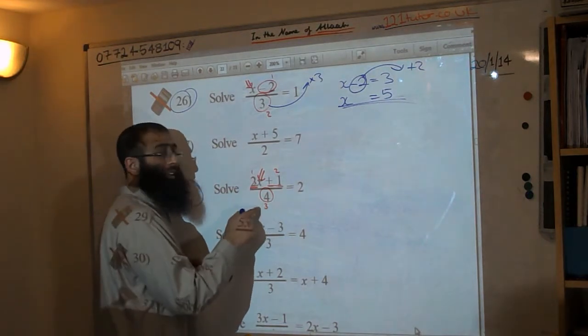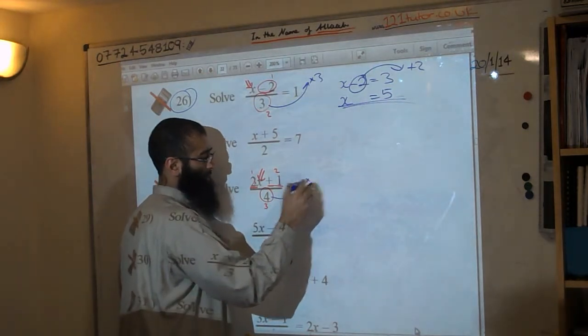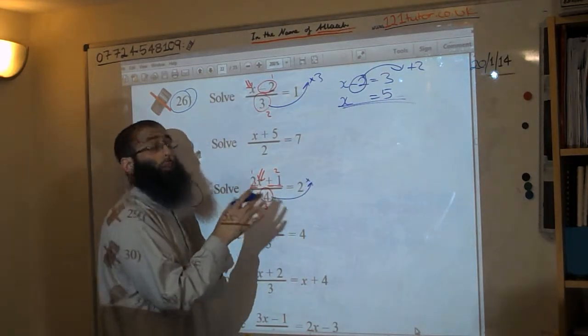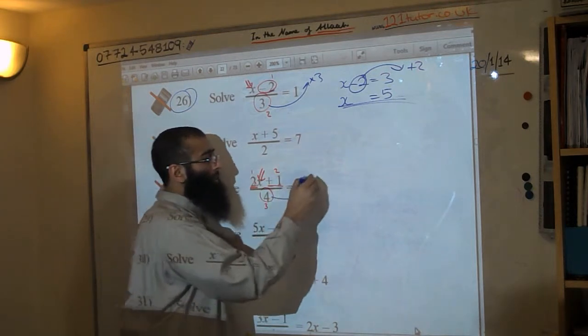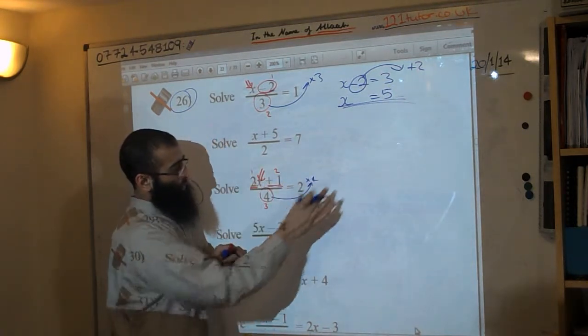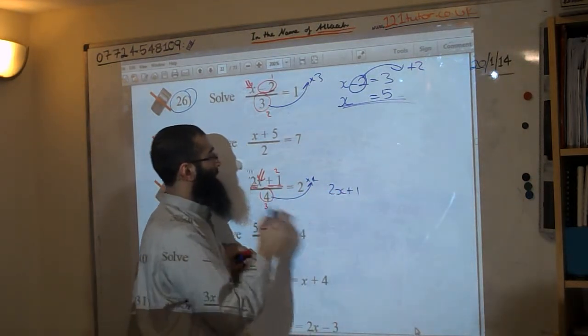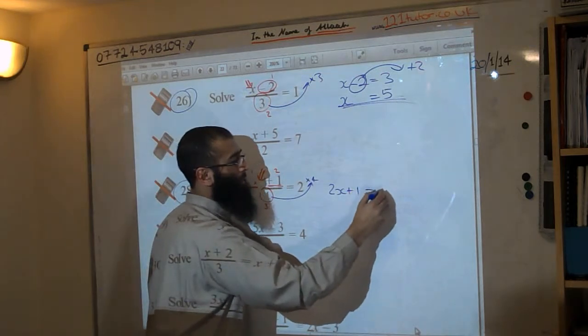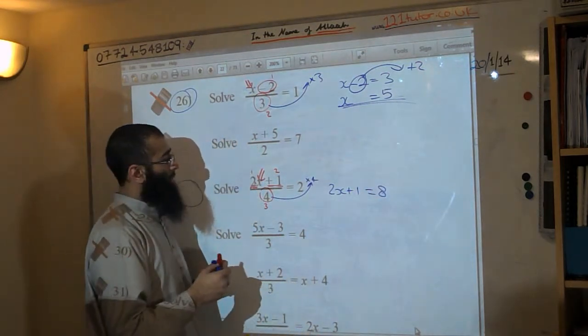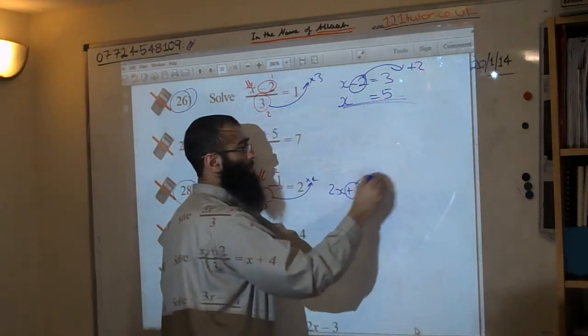So, move the last action first. Opposite of divide by 4 is times by 4. That's just the third action. So I'm going to write this down again over here on the side. So we have (2x plus 1) equals 8. Right, so you move the third action, now we have to move the second action, which is plus 1. Opposite of plus 1 is?